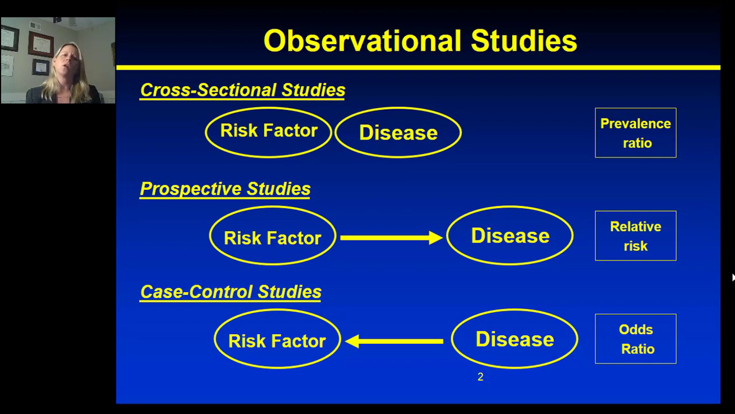We have the cross-sectional studies, which, as you know, are looking at risk factor and disease at one point in time, and what we're gleaning from that study is a prevalence ratio. Prospective studies, we look at the risk factor and then the onset of the disease, and we typically measure a measure of risk or relative risk. And then finally, in the case control study design, which is a retrospective design, we're looking among people with and without disease backwards for the presence or absence of a risk factor. And in that study design, we're measuring an odds ratio.